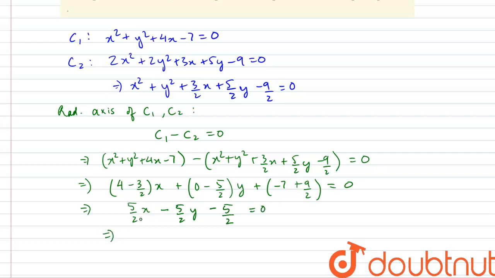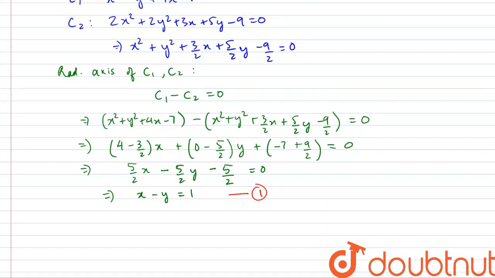So we can multiply by 2 by 5 on both sides so that we have x minus y is equal to 1. So this is the equation of the first radical axis, right? The radical axis of circle 1 and circle 2. Let us call this equation number 1.